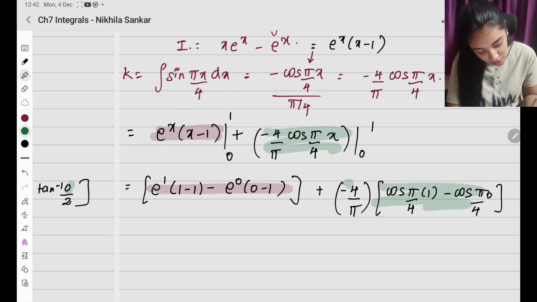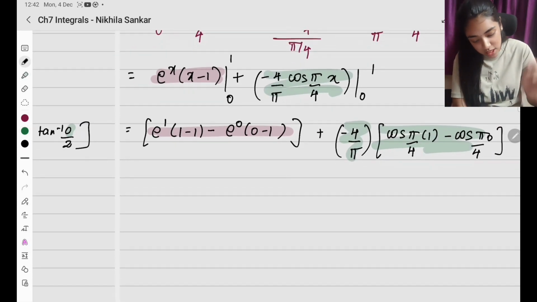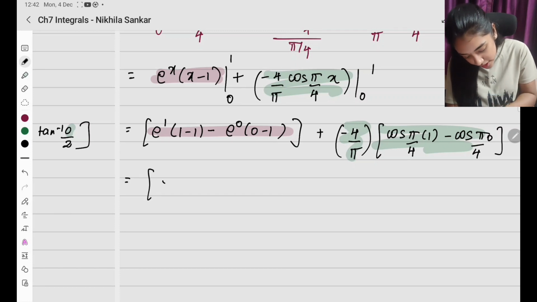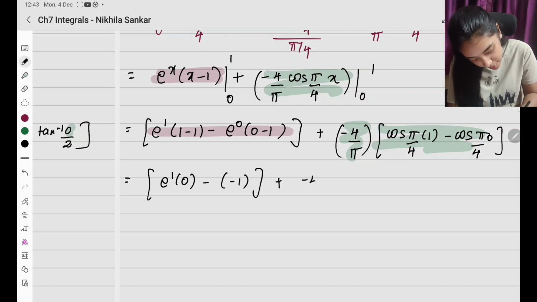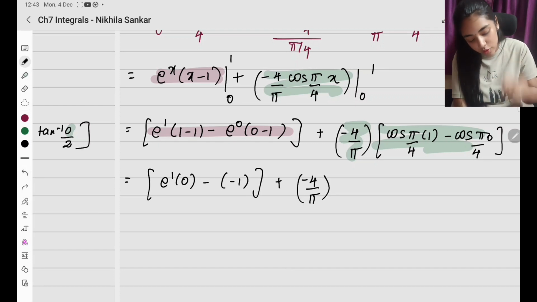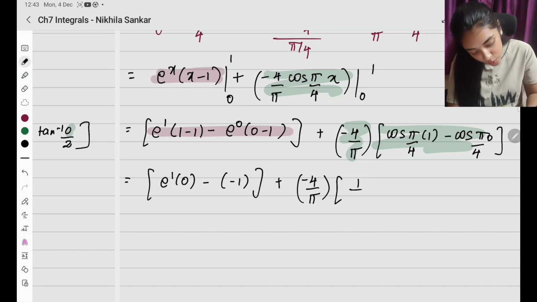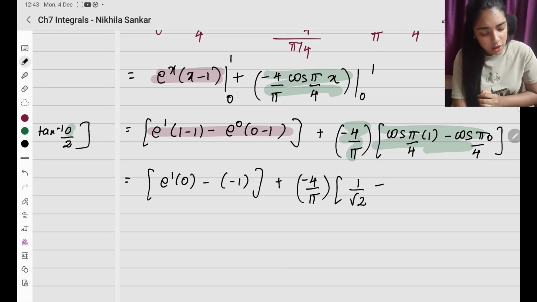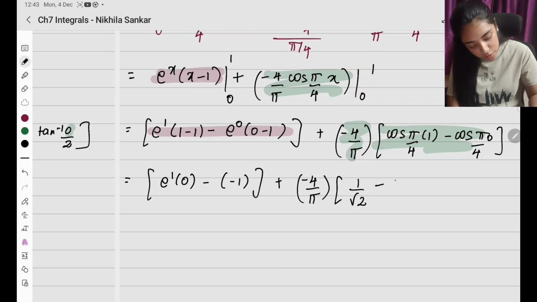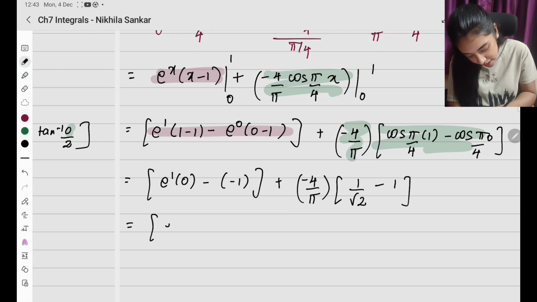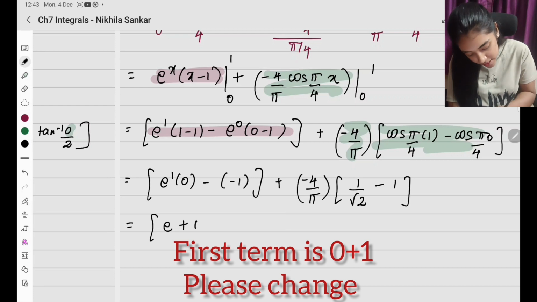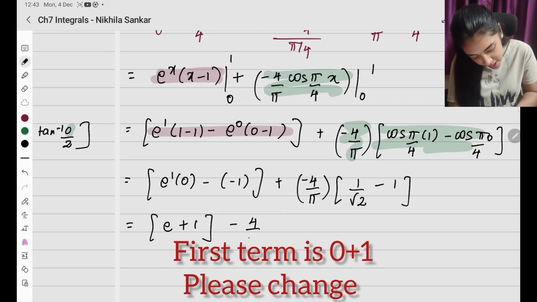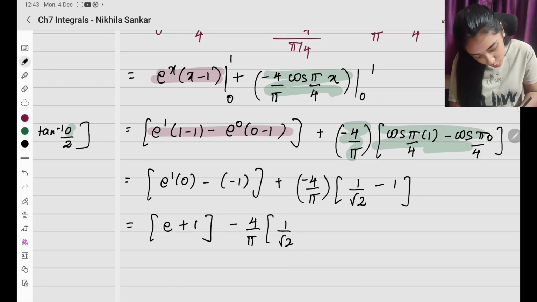This is the particular thing where I've taken the minus 4 by pi outside because it's a constant. Now what is inside the bracket? e to the 1 times 0 minus e to the 0 is going to be 1 times minus 1, so I have plus 1 in the first bracket, plus minus 4 by pi times cos of pi by 4. What is cos pi by 4? Cos 45, which is 1 by root 2, minus cos of pi by 4 into 0, which is cos 0, which is 1. Now in the first bracket, e to the power 1 is e, plus 1. This is my first bracket, minus 4 by pi times 1 by root 2 minus 1.